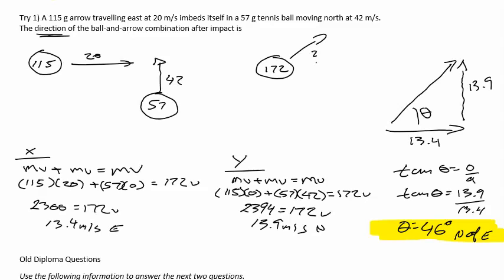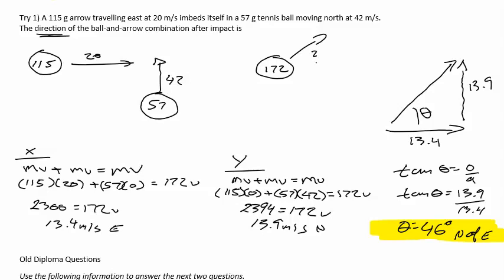Okay, so here is what we've got going on. We've already taken a look at the 115 going 20, 57 going 42 north, combined 172 going in some direction, and it's the direction that we're looking for. Solving for the velocity in the x direction.